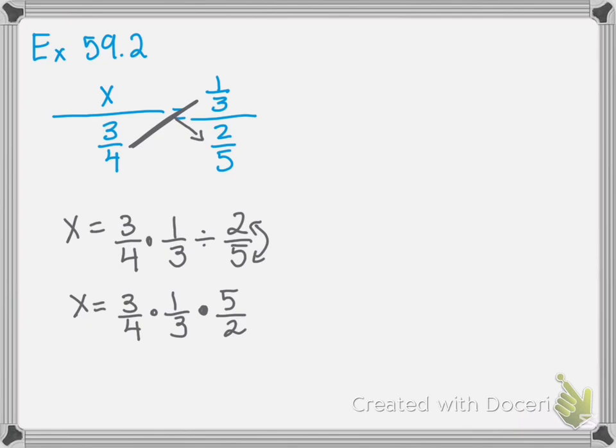And now we're going to look for things to cancel. I can cancel the 3. There's nothing else we can simplify, so we multiply the top, which is going to be 5, and the bottom, which is going to be 8, and that's our answer. And that's it. Very simple lesson. You can do some practice. Remember, cross multiply. Multiply the two that are across and divide by the one that is across from the x.